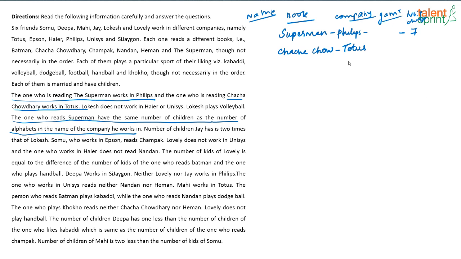I hope my handwriting is clear. Okay, now name, book, company, game and number of children. Now the number of children Jay has is 2 times that of Lokesh. Okay, let's wait for that.